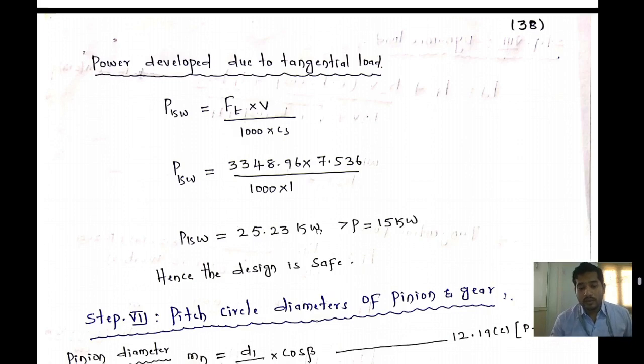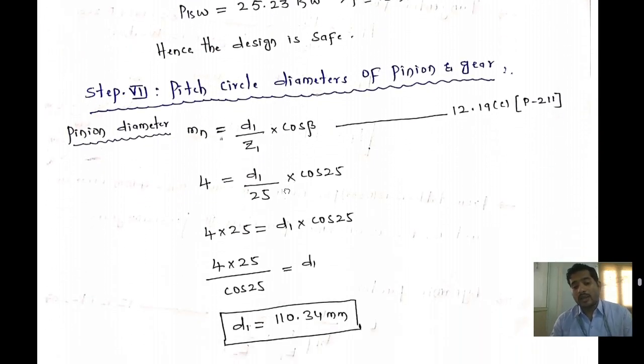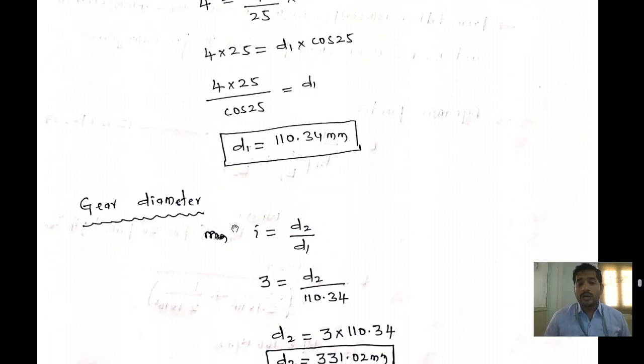Okay, after that we need to find out the diameter of the pinion. For that reason we have to use the pinion diameter formula, Mn is equal to d by z1 into cos beta. You have to refer to page number 211, equation 12.19c. So the modulus formula for d1, as it is: the number of teeth on the pinion is 25, into cos beta, nothing but 25. Just you need to multiply 4 into 25 equal to d1 into cos 25. If you divide, 4 into 25 by cos 25 equal to d1. How much did you get here for d1? 110.34 mm.